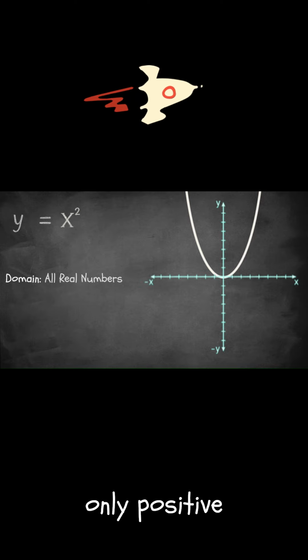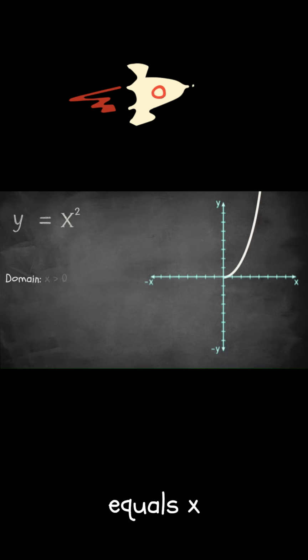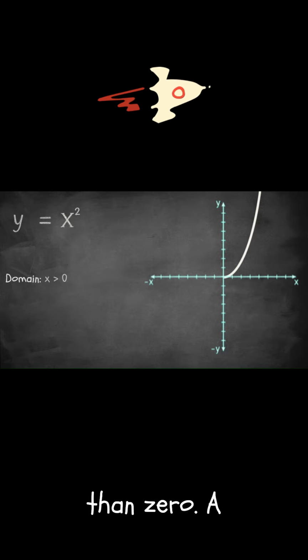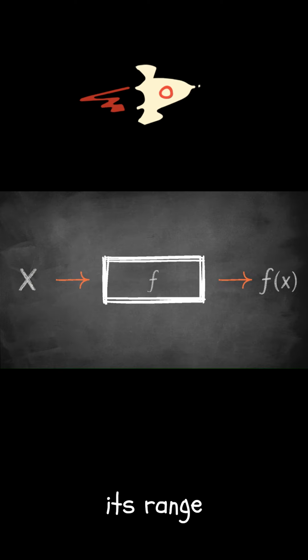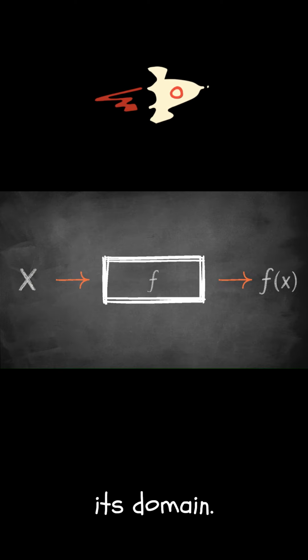To restrict the domain to only positive values, we would say y equals x squared, when x is greater than 0. A function is like a machine, where an output value f of x is produced in its range whenever it is fed an input value x from its domain.